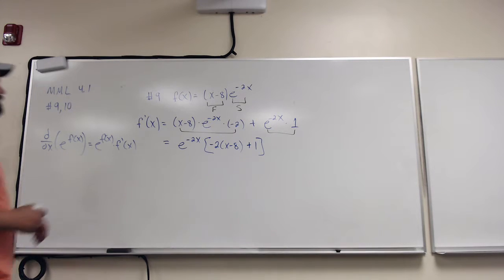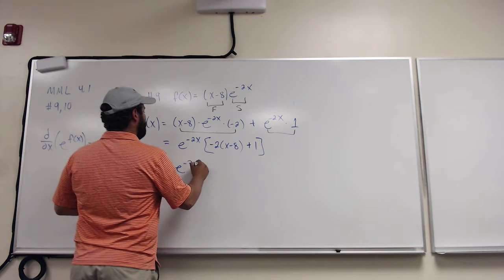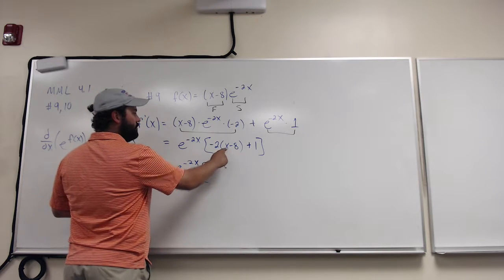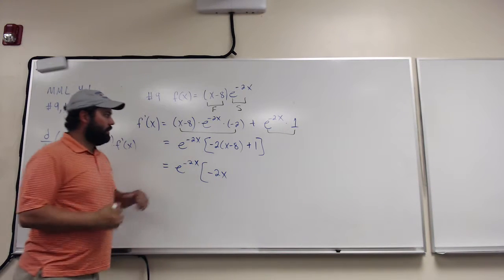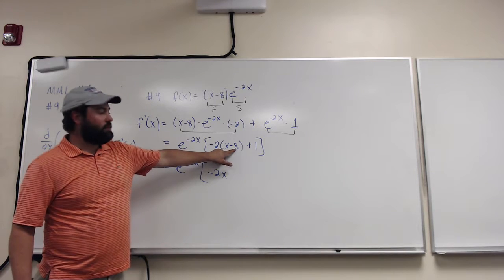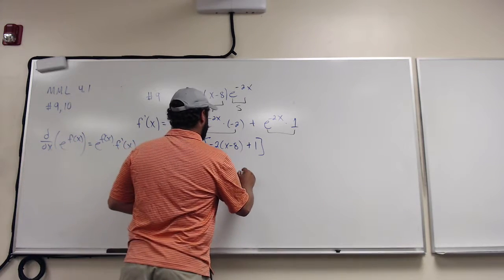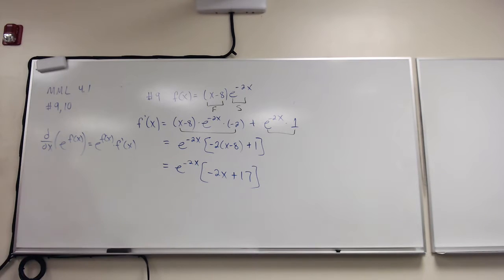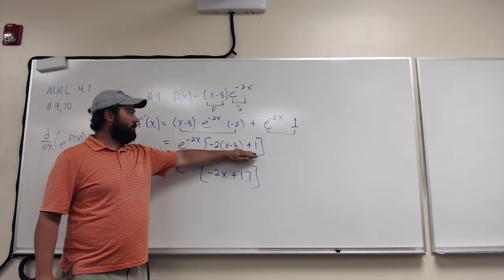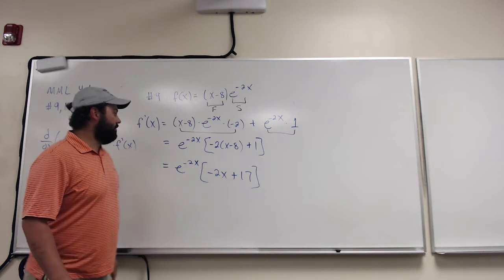All right, and then you can clean up the inside a little bit. You're going to get a minus 2 times x, so you get a minus 2x. Negative 2 times negative 8 is 16, but then you have a plus 1. So you get minus 2x plus 17. Okay, so we took a derivative with the product rule. Both terms had an e to the minus 2x. We factored that out, we figured out the leftover terms, and then we simplified that to minus 2x plus 17.